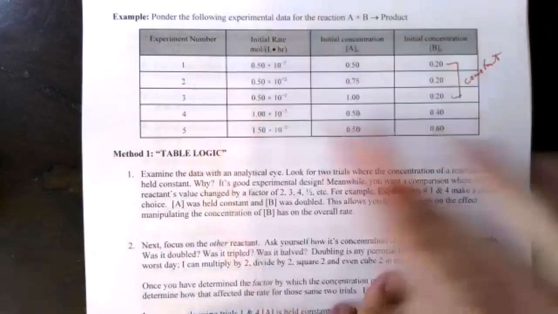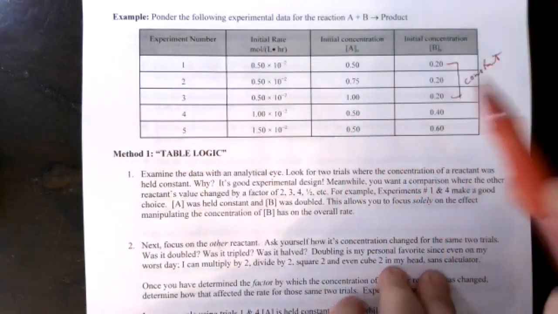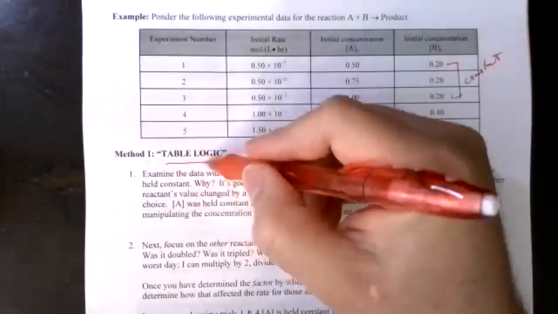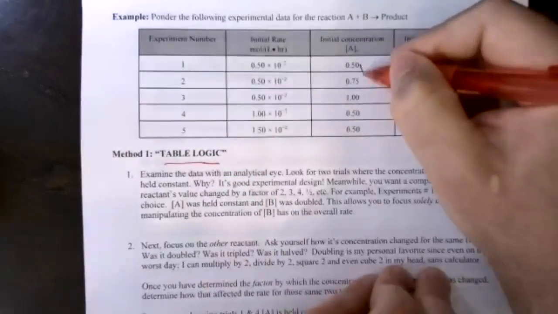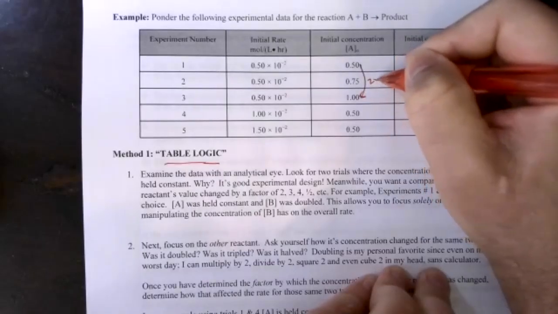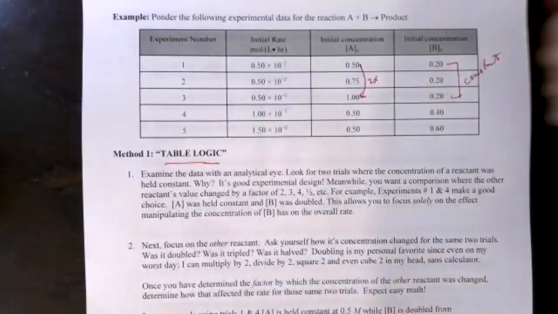And again, you're probably going to get a table like this to figure out what's going on. I'm doing table logic. I'm not going to do the algebra, but it's in your packet if you want to read it. So comparing that, this doubles. I'm going to say 2x.